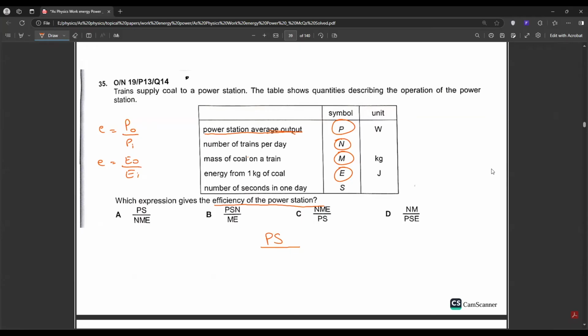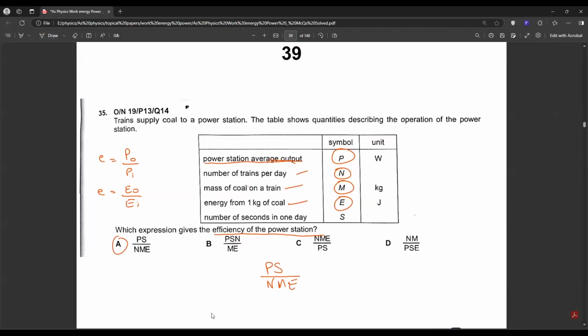And in the division, if I have to calculate the energy input, what will I do? Number of trains, mass, and energy per kilogram of coal. So N M E in the denominator, P S in the numerator. A is your answer. Let me see. Question 39's answer should be A, and it is A. What have I done? I took the average power output, multiplied it by the number of seconds to calculate the energy output. How to calculate energy input? Take the number of trains per day multiplied by the mass of coal on each train multiplied by the energy from 1 kg. This is your energy input. A is your answer. Simple as that.